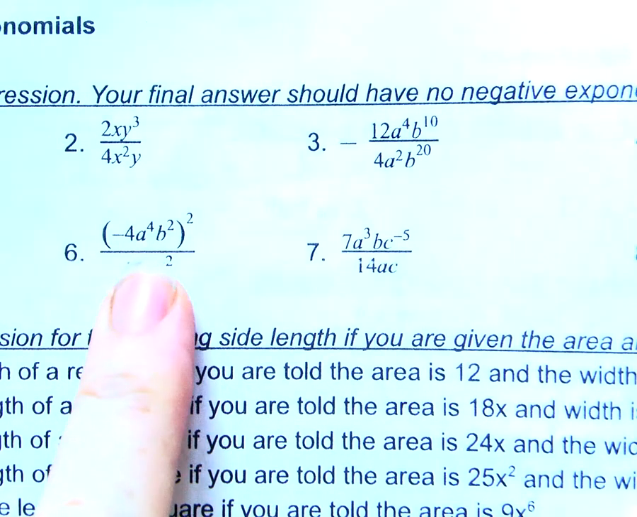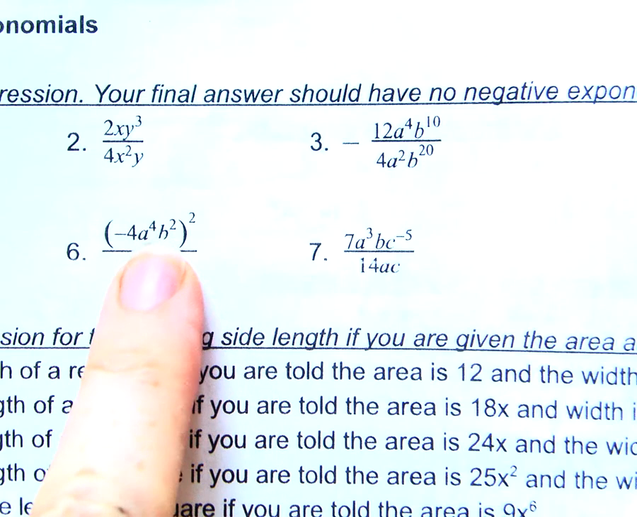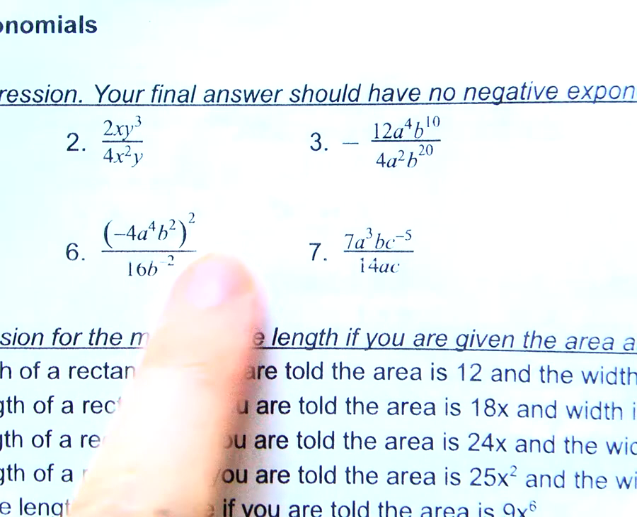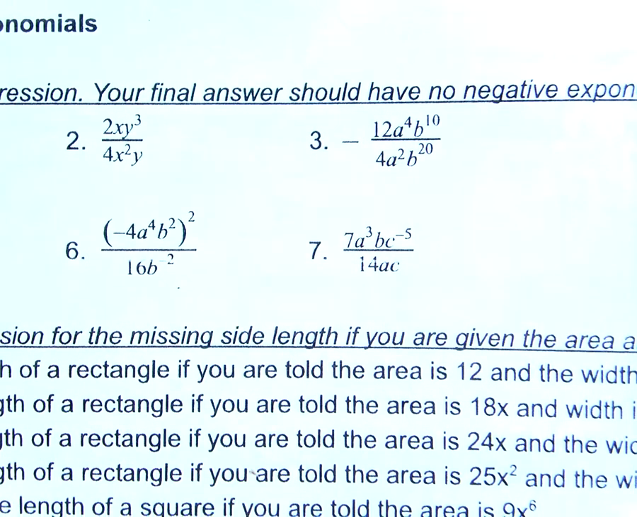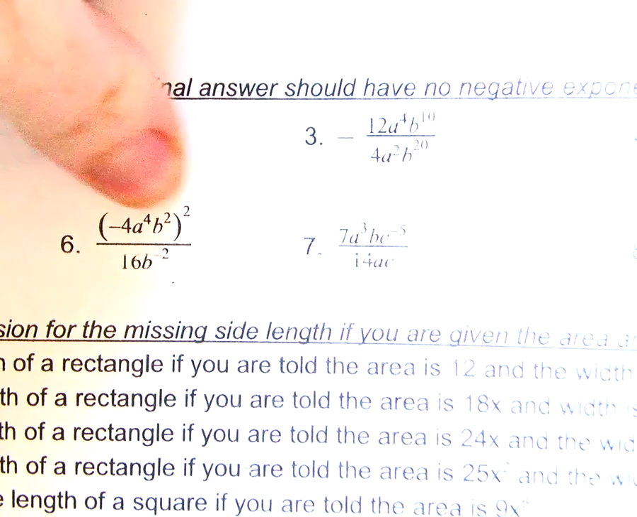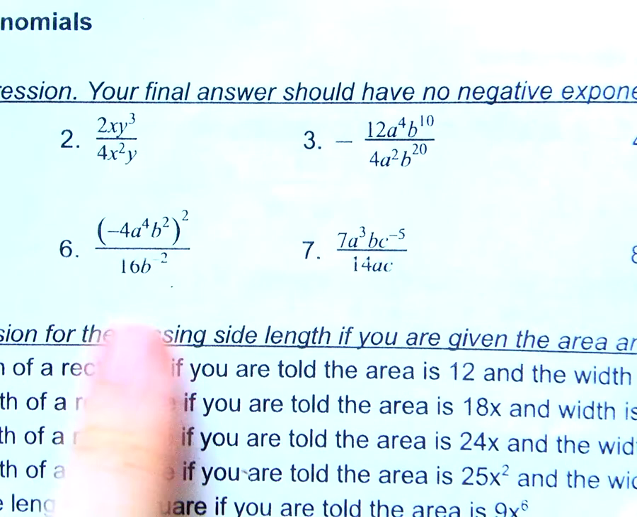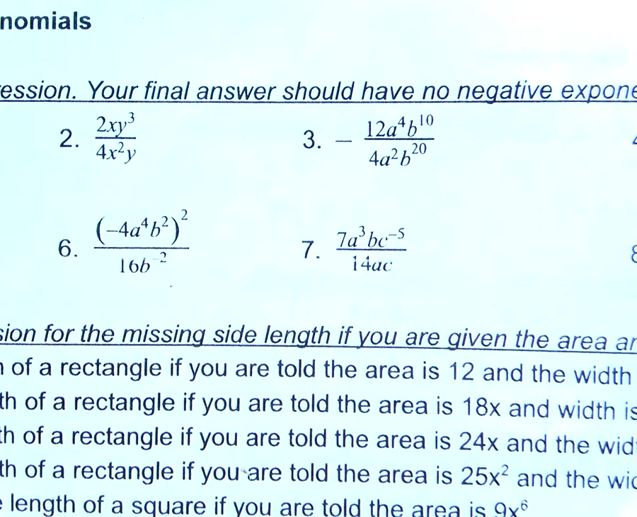With 6, you're going to have to square the top first and then divide because the denominator is not squared. Okay? So first thing you're going to do is square the top, then you're going to divide by 16b to the negative 2. Just the same way we have been.